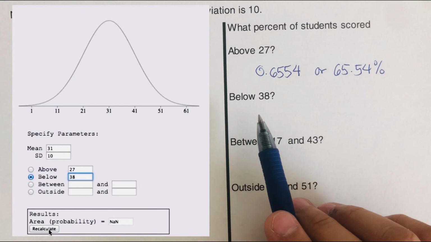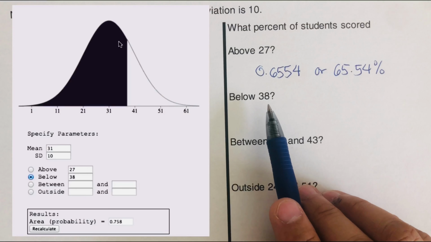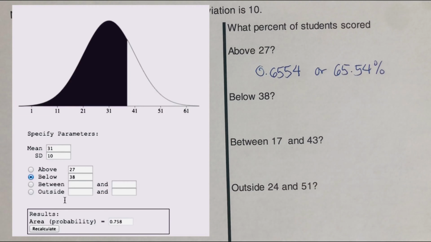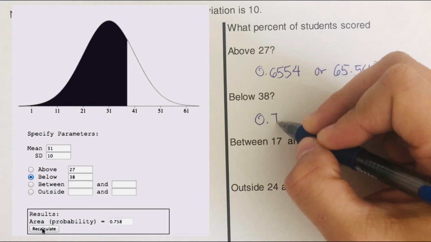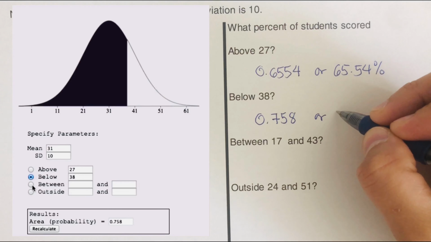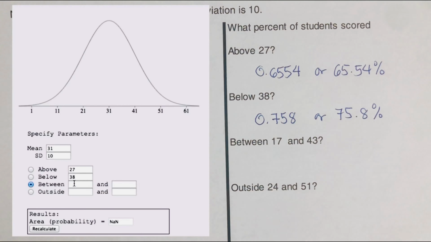Now let's move on to the one below. I'm going to take the one that says below and I will put 38. As you can see on the graph, we're looking for the area that is below the 38, the one that is shaded. If we recalculate, the value that we see is 0.758, or in percentage, this is 75.8%.